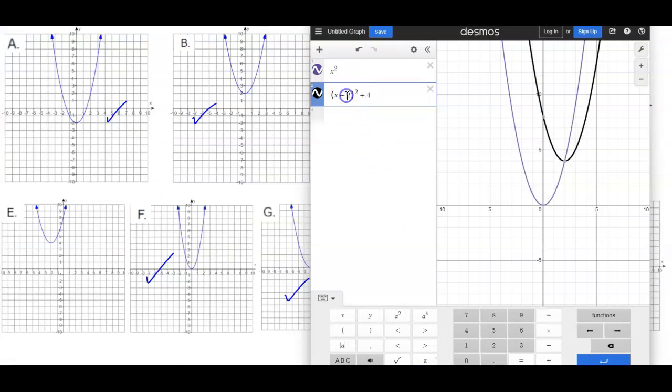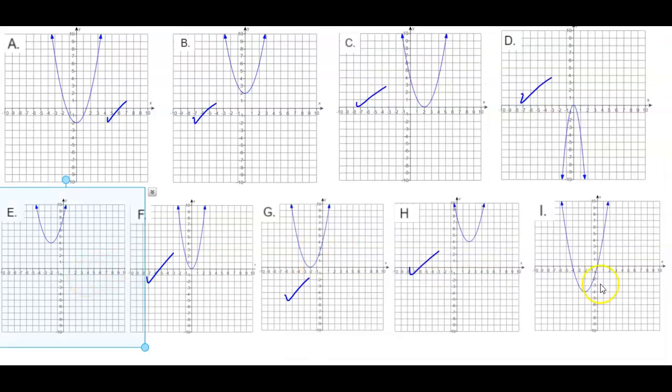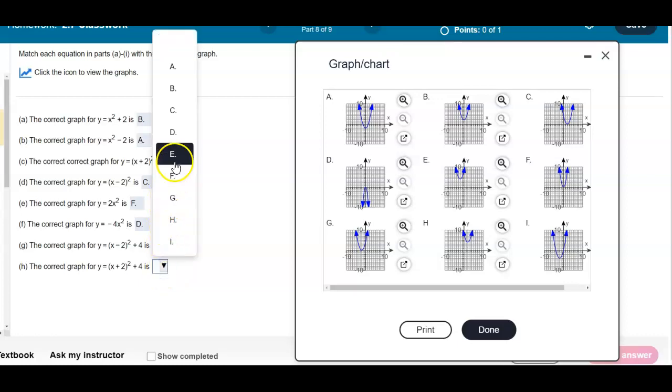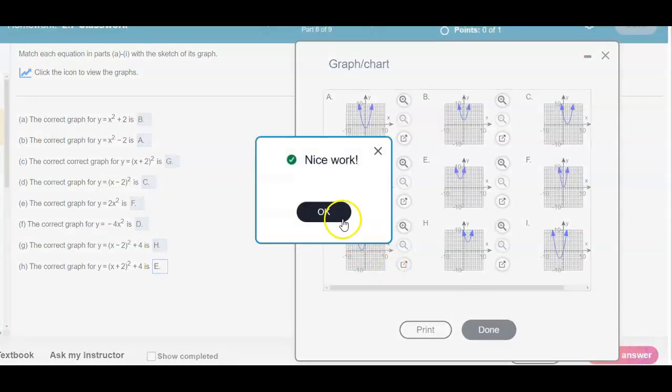So we're going to change this now to plus 2. Let me write that in here. So we have parentheses x plus 2, and then squared, we see that it shifts to the left, and then we're adding 4, so it shifts to the left and then up 4 units. So therefore, it's going to be between E and I. Well, we can see that it's going to be E. So therefore, let's check that. So we have E. Check our answer, and there's our result.